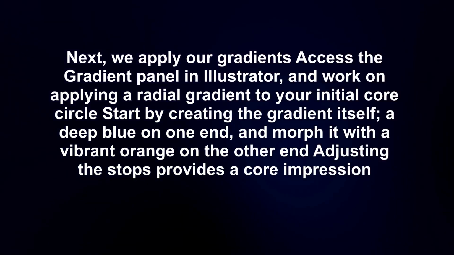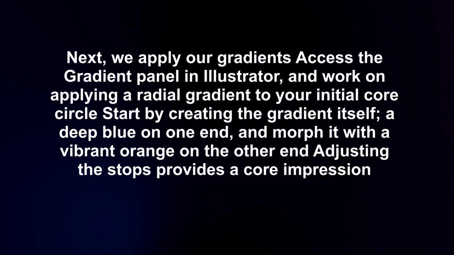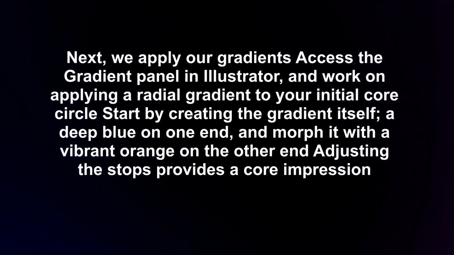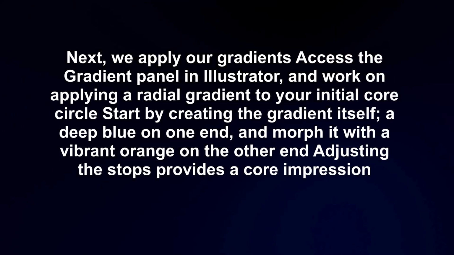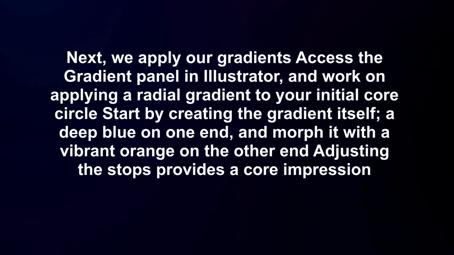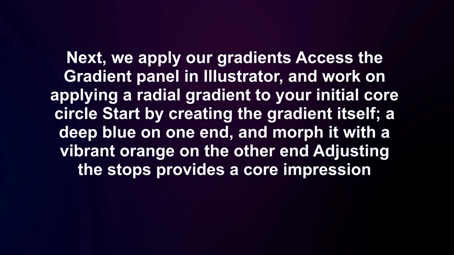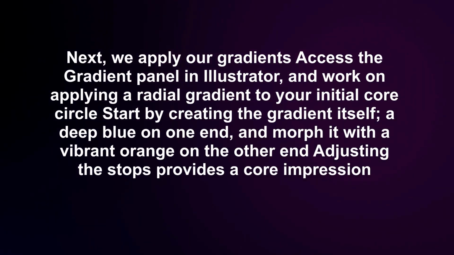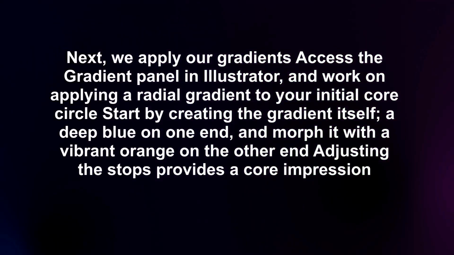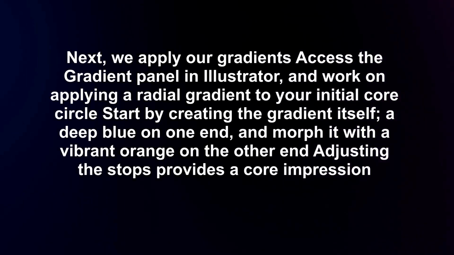Next, we apply our gradients. Access the gradient panel in Illustrator and work on applying a radial gradient to your initial core circle. Start by creating the gradient itself: a deep blue on one end, and morph it with a vibrant orange on the other end. Adjusting the stops provides a core impression.